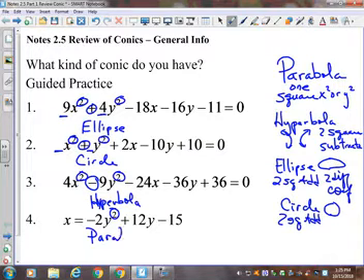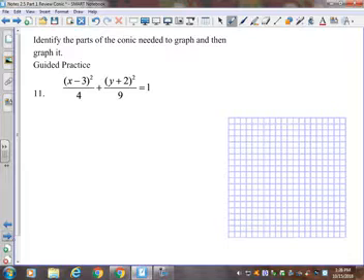So parabola and hyperbola would be the first two I would look for, because hyperbolas have the subtraction between them, and parabolas only have one square. Then you can at least have narrowed it down to what you can find. So now stop the video and do the independent questions that go with this.